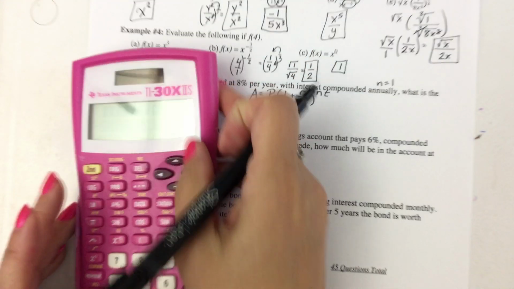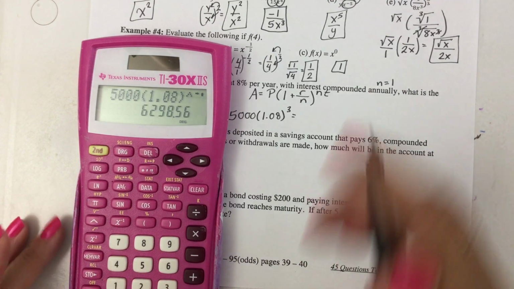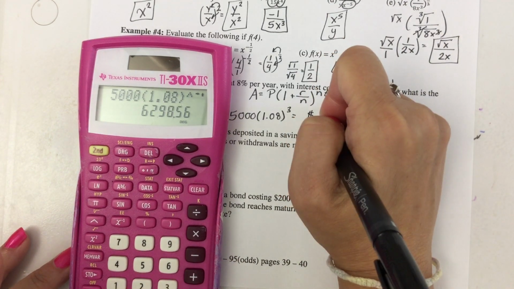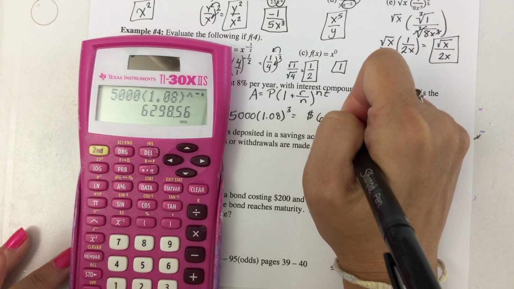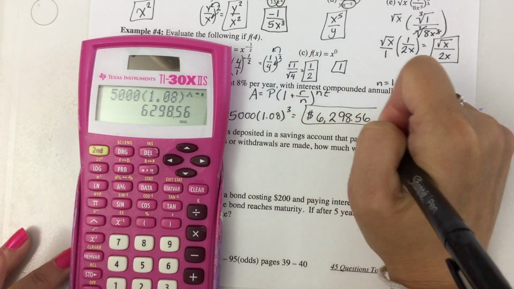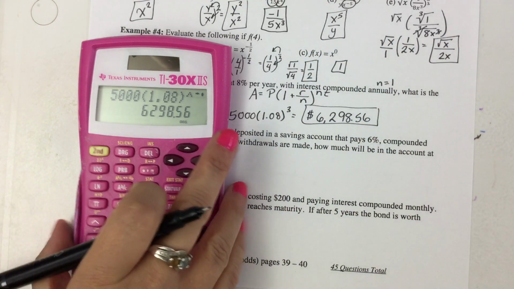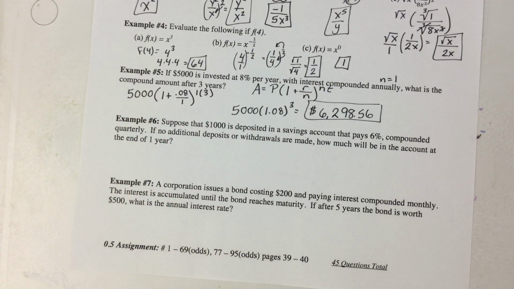So if I put this in my calculator, I have 5,000 times 1.08 to the power of 3. Your account balance at the end of the 3 years would be $6,298.56. So the scenario is you drop off that amount of money and you invest it.